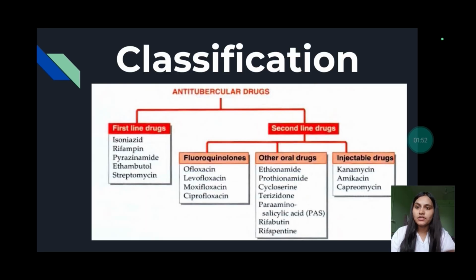So anti-tubercular drugs are classified primarily into two types, which is first-line drugs and second-line drugs. First-line drugs have a mnemonic which is HRZES. So the H means isoniazid, R rifampin, Z pyrazinamide, E ethambutol, and S streptomycin. The second-line drugs consist of fluoroquinolones: ofloxacin, levofloxacin, moxifloxacin. Other oral drugs are ethionamide, prothionamide, cycloserine, terizidone, para-aminosalicylic acid, rifabutin, rifapentine. Injectable drugs are kanamycin, amikacin, capreomycin.